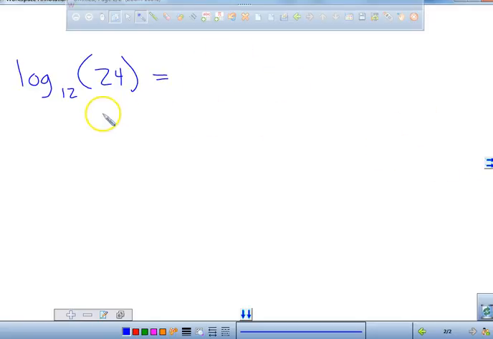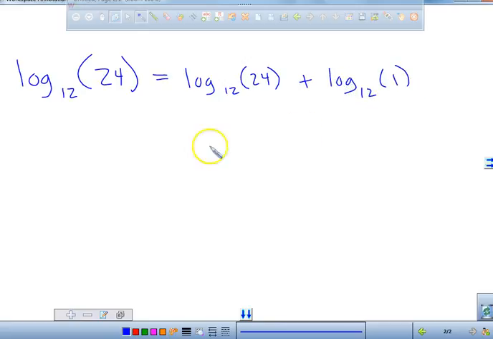This is not a problem on your page. It's just an example. I'm going to show you two examples, and you're going to come up with two on your own. I'm writing some equivalent statements.